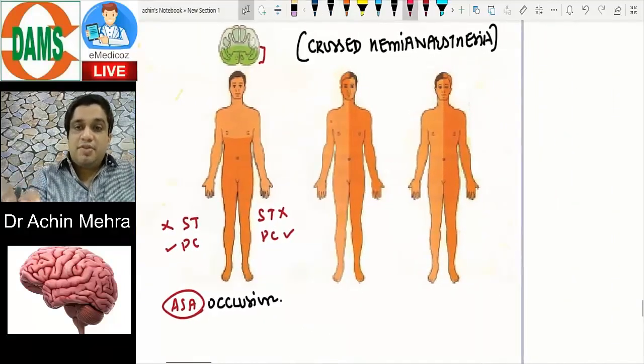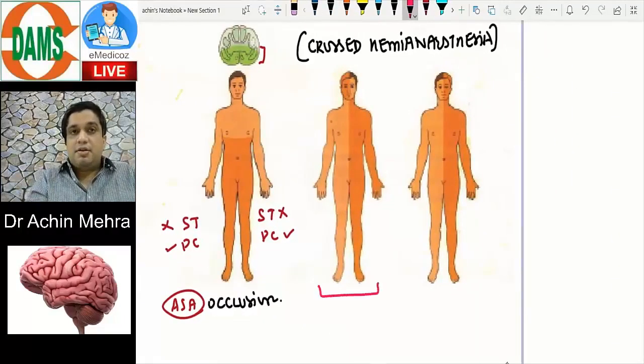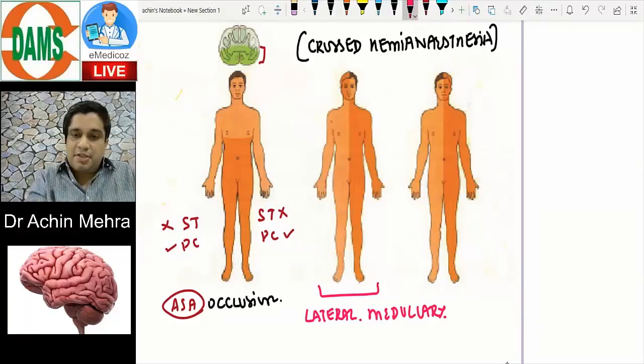This could occur when the lesion is where? Don't forget, it is the lateral part of the medulla. So lateral medullary syndrome or the Wallenberg syndrome normally presents with this kind of classical sensory loss in the patient.